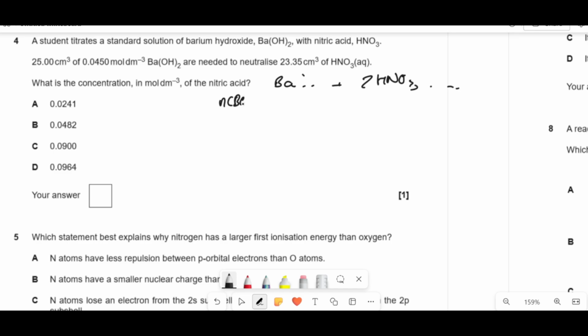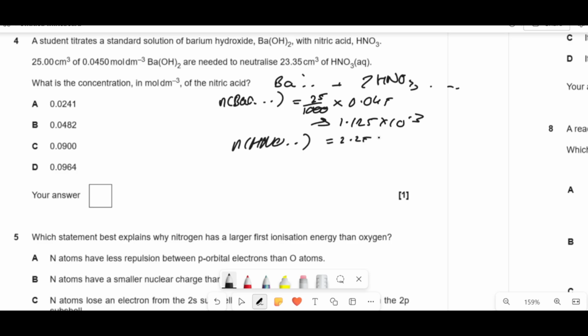So the moles of the Ba(OH)2 is going to be its concentration times its volume. So volume is 125 over 1,000 times its concentration, which is 0.045. If I do that, I get 1.125 times 10 to the minus 3. So I know that 1 mole of this requires 2 moles of the acid, right? So the moles of the acid is going to be that times 2. So I know that the moles of this is going to be 2.25 times 10 to the minus 3.